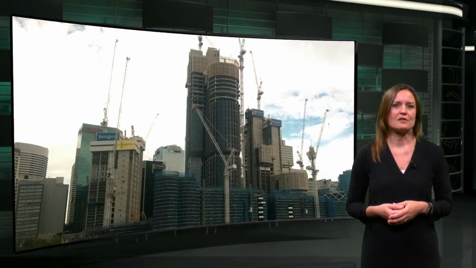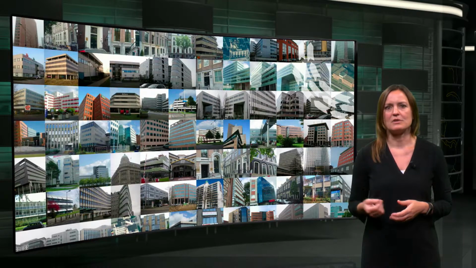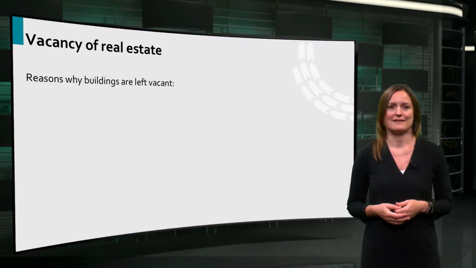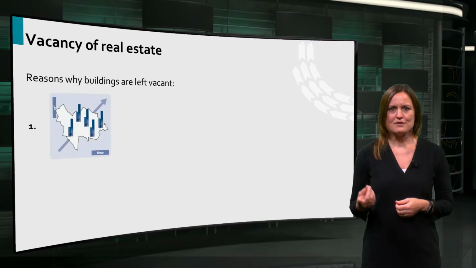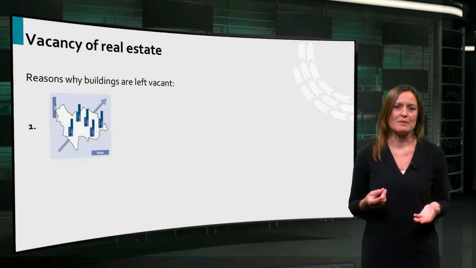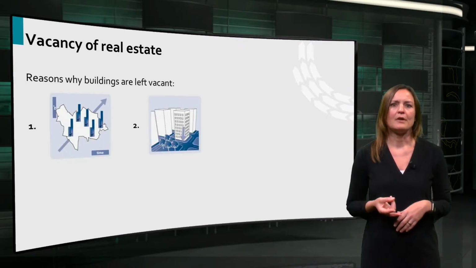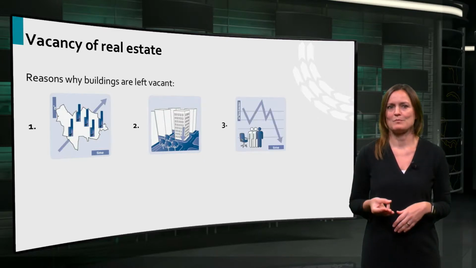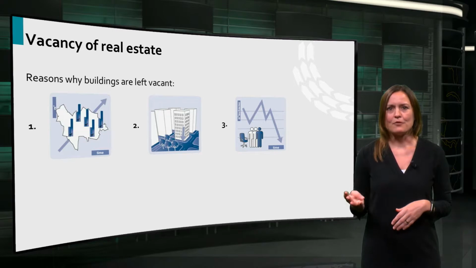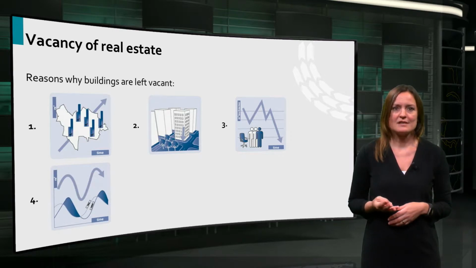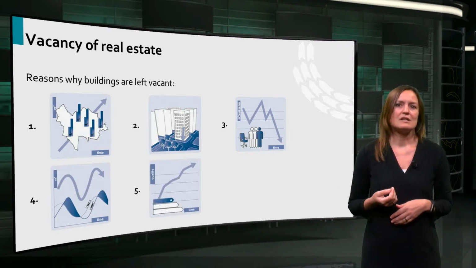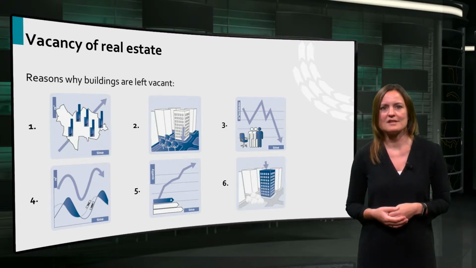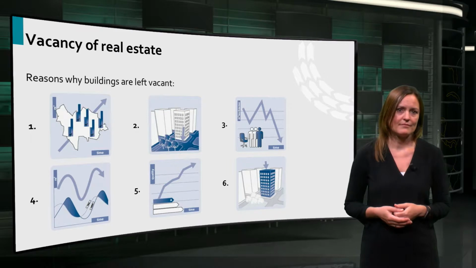Worldwide, new buildings are constructed while existing buildings are left vacant. There are several reasons why this is happening. 1. Overproduction due to speculation. 2. Urban development and changing land use. 3. Spatial use decrease. 4. Changing real estate cycles. 5. Increasing quality demand. And 6. Because the quality of existing buildings lag behind.